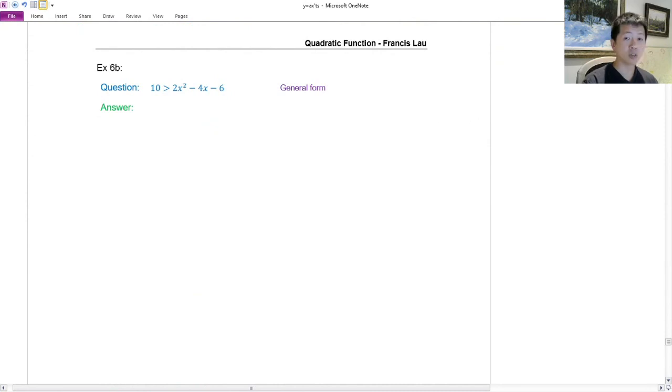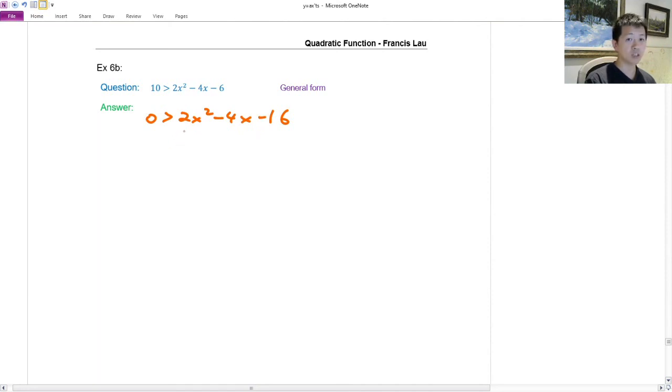So how about the general form for now? We just did the standard form, now the general form. So next will be the factor form. Again, this is going to be the same thing for me to do. I'll have to put the 10 on the other side, so I'll have a 0 on one side of the equation. Minus 16.